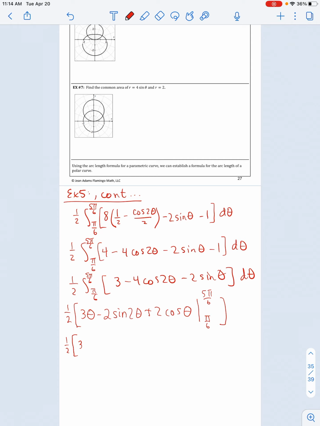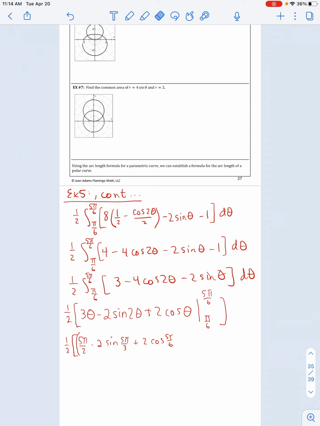Okay. And now we'll use our fundamental theorem of calculus. 3 times 5 pi over 6. The 3 and the 6 will reduce to 2 in the denominator, so 5 pi over 2. Minus 2 times the sine of 5 pi over 3. Plus 2 times the cosine of 5 pi over 6.